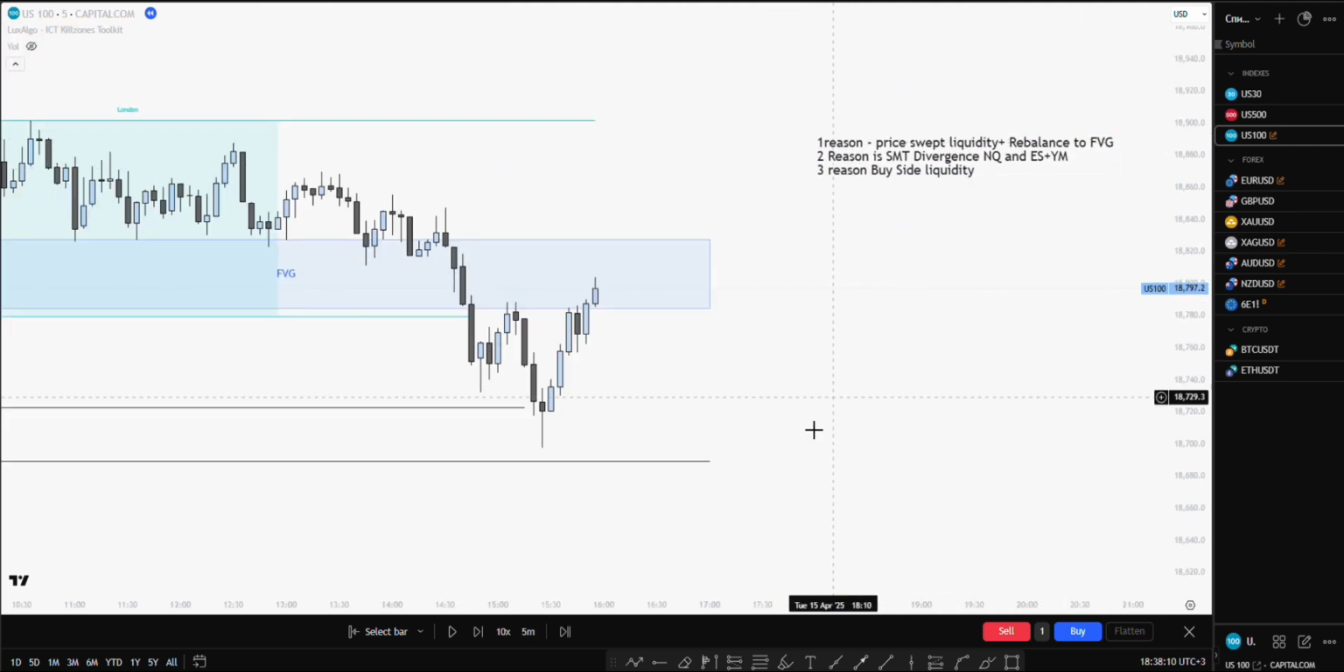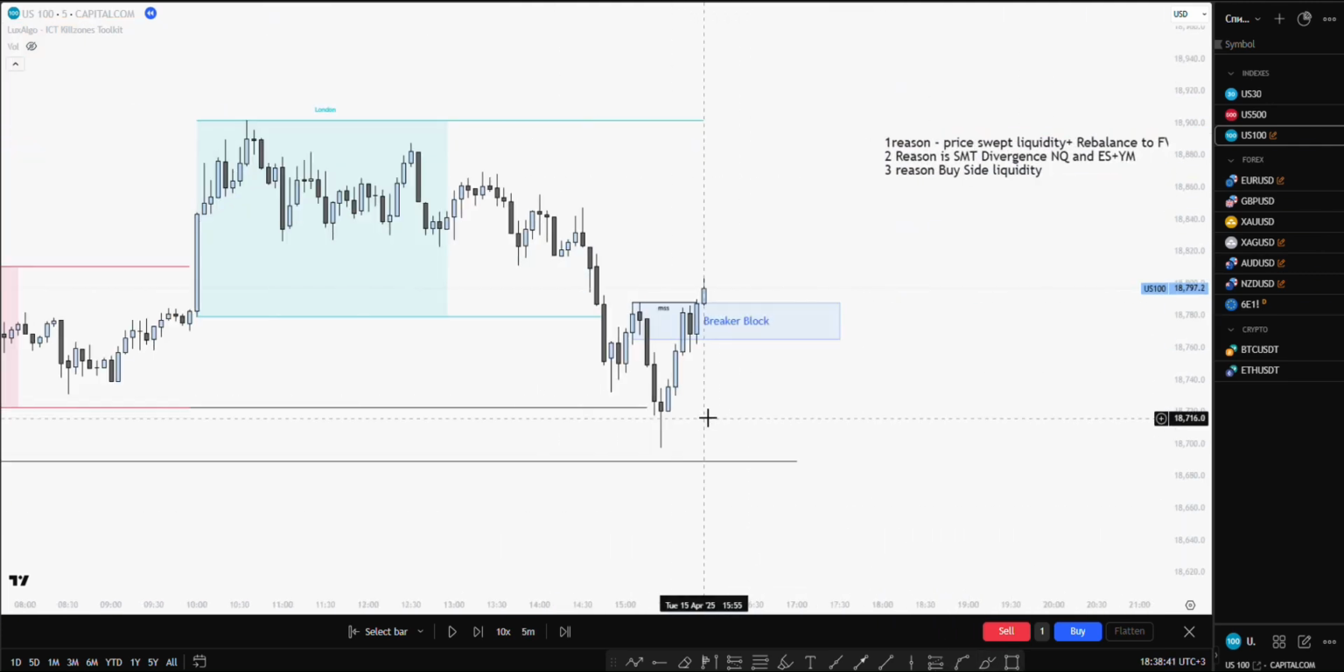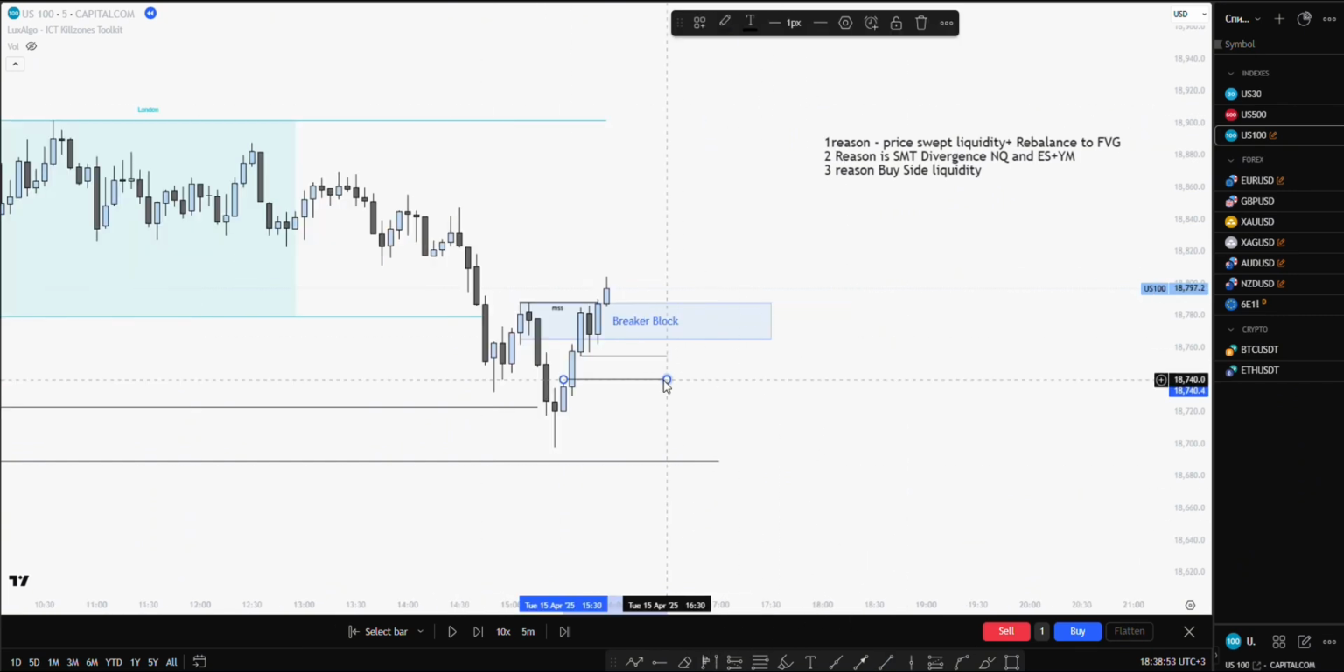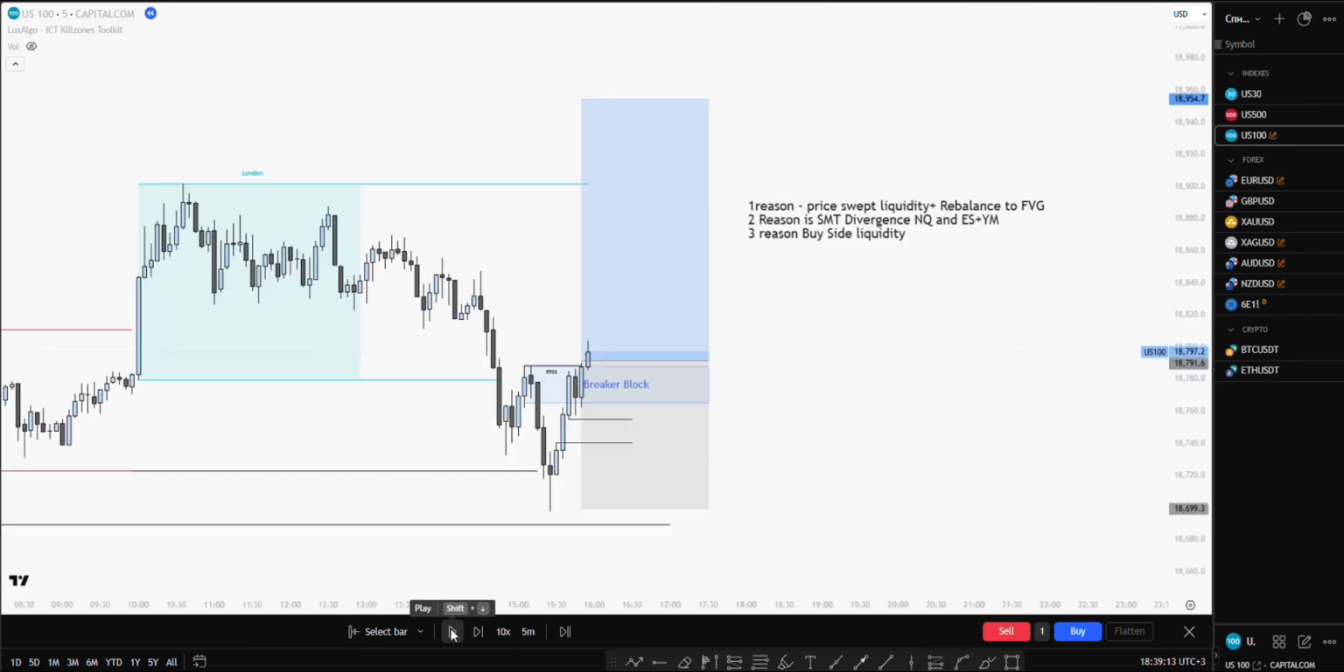At this point, I had several confluences for a long setup. And when I dropped down to a lower time frame, I saw a structure break and a clean volume gap that gave me a solid long entry.